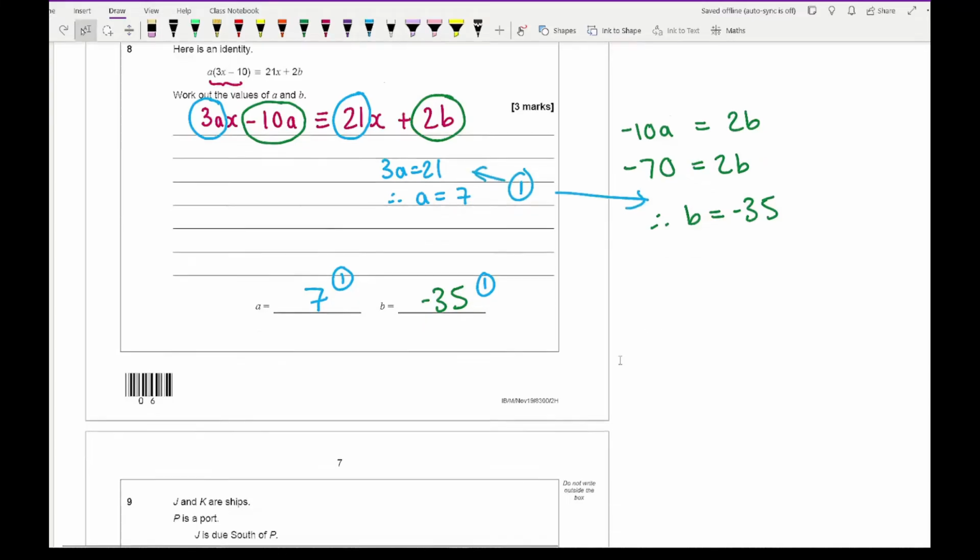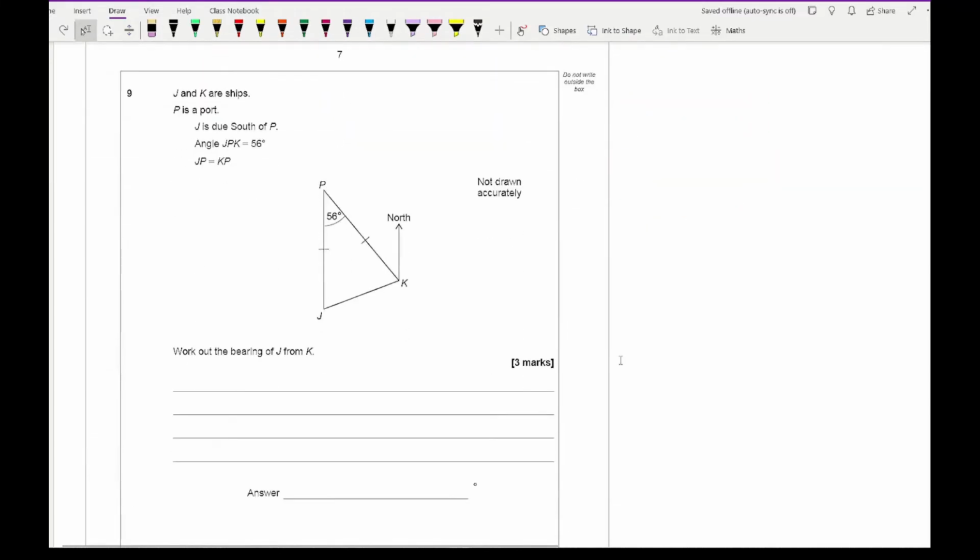Now for question 9, which looks at bearings, so it says J and K are ships, P is a port, J is due south of P, angle JPK is 56 degrees, and JP is equal to KP, and the question is asking us to work out the bearing of J from K. So what the question is asking us to do is to find this angle here.